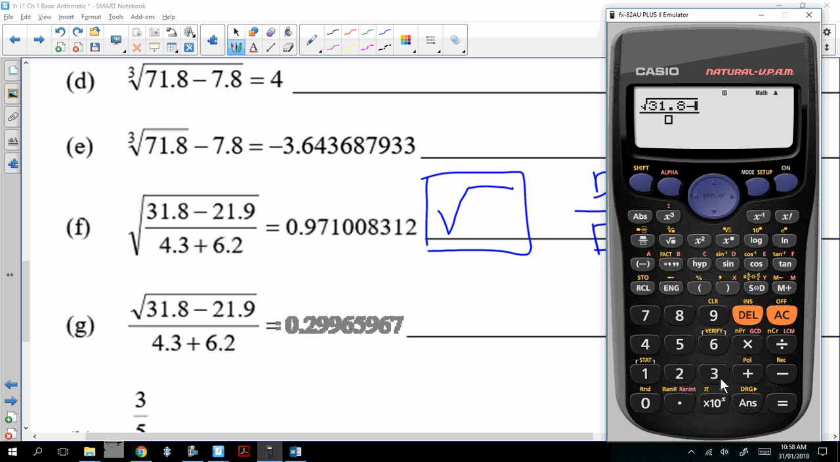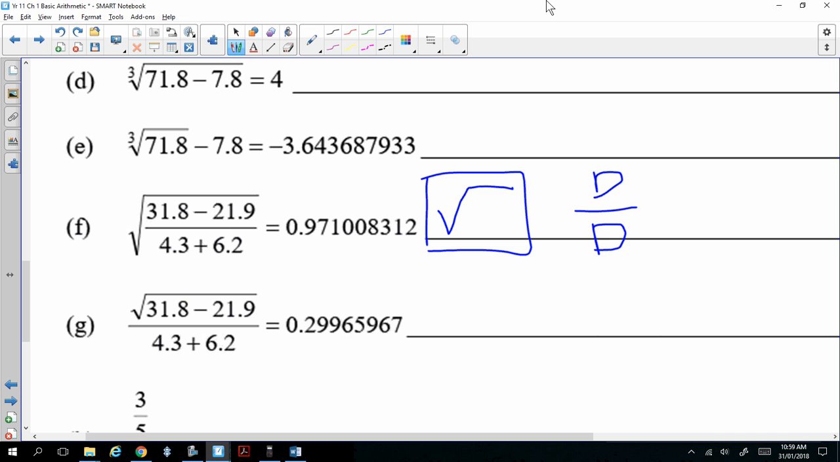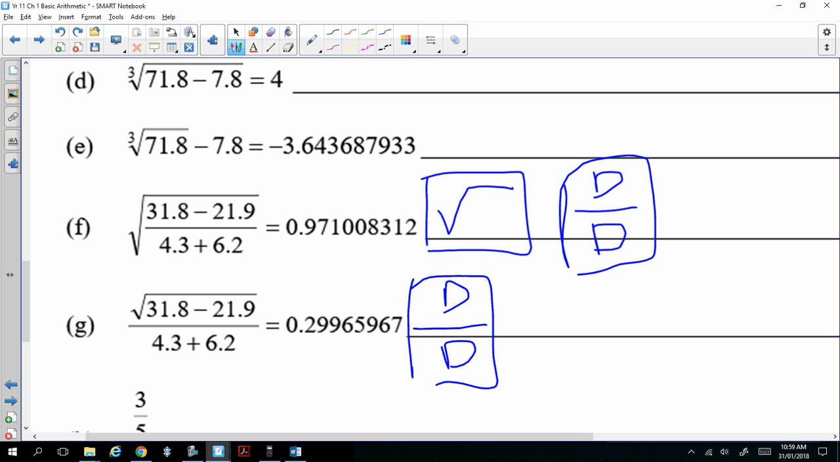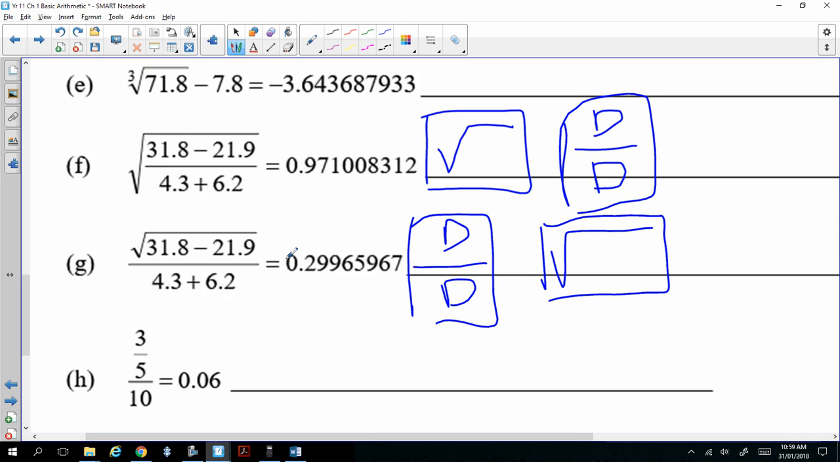So it's very important that you know the difference between them. 0.9 like that, over 4.3 plus 6.2 like that. Yeah. So this one you press the fraction key, then you press the square root to get the effect. Yep. Any question? Very important. Okay, any question? We've got a few more. These ones can be a bit tricky. Oh, that got cut off.